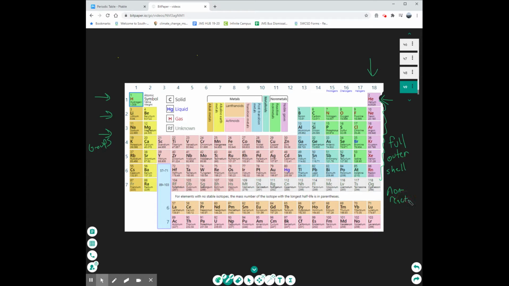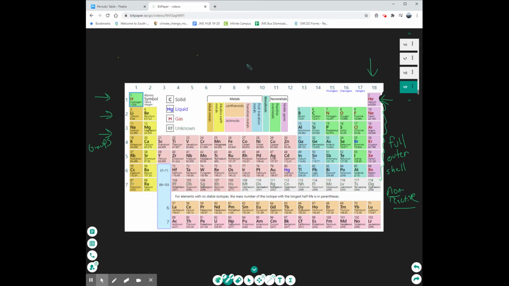Non reactive. Like they don't want to hang out with anybody. They're noble. They're chilling alone. Okay. They don't want to be friends with you. They don't want to be friends with anybody. They're fine. They have all the electrons that they need. They're happy. Okay. Now that's going to be important when we get into bonding later. And I'm going to keep talking about this happiness thing with these electrons and these energy shells as we go through this video. So those are the noble gases. They have all the electrons they need.